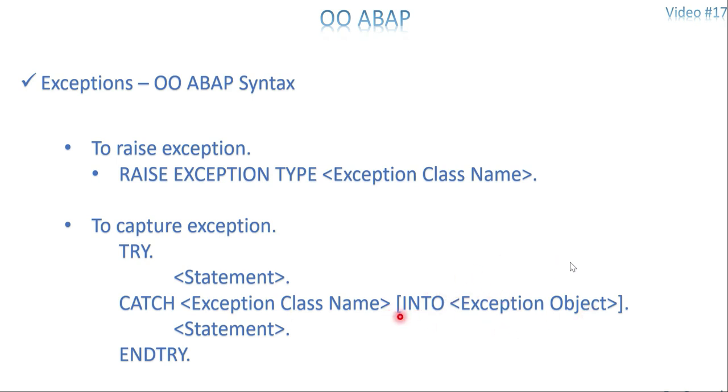For example, I don't want to access anything from the exception class. Once I capture the exception, I'm going to give my own statement or message. Then this part is optional. But sometimes I want the exact message that is returned from this exception class, then you need an exception object. So exception object creation is optional. If you require, you can create it, otherwise just ignore it. CATCH and ENDTRY, and you have one more option called CLEANUP. Probably I will take this CLEANUP in the next video.